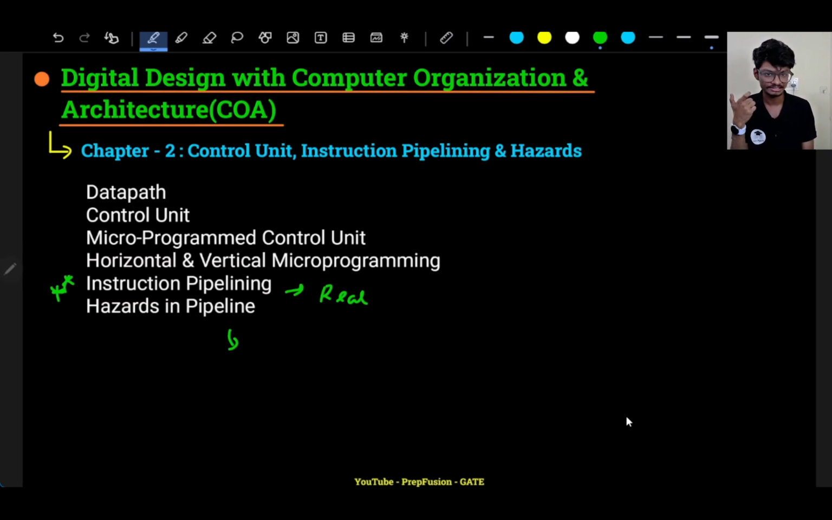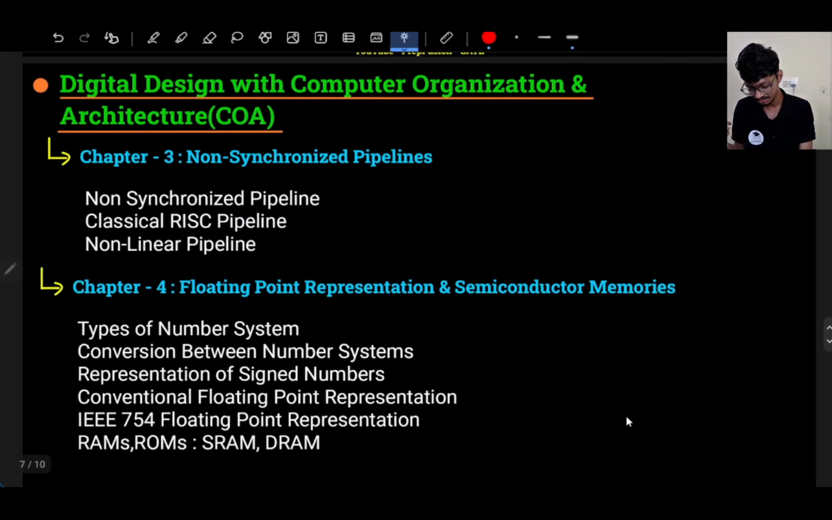Of course, if something has an advantage, it will have some disadvantage. So there are a few kinds of hazards in pipelining. Whenever we implement instruction pipelining, there are a few kinds of hazards, like data hazard, control hazard and structural hazard. Those hazards we have also discussed in this chapter. In the next chapter we have discussed non-synchronized pipelines, what the different kinds of non-synchronized pipelines are. Then we have discussed the classical RISC pipeline. This is also very very important in terms of placement.